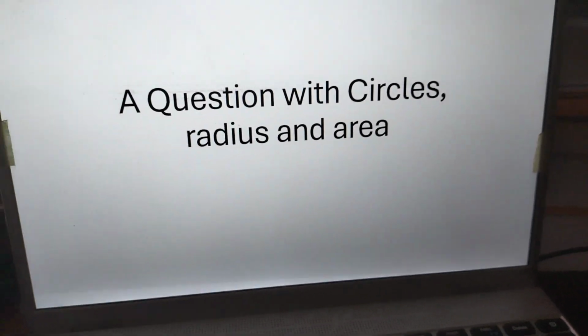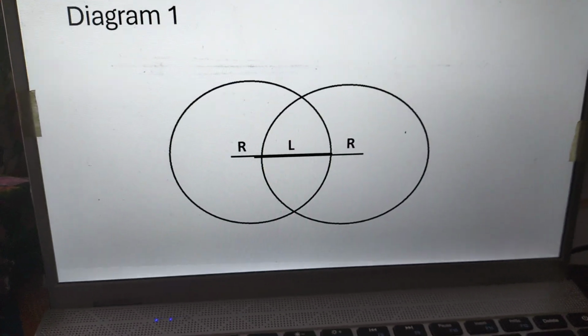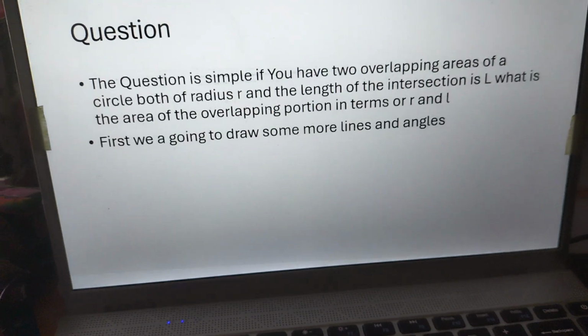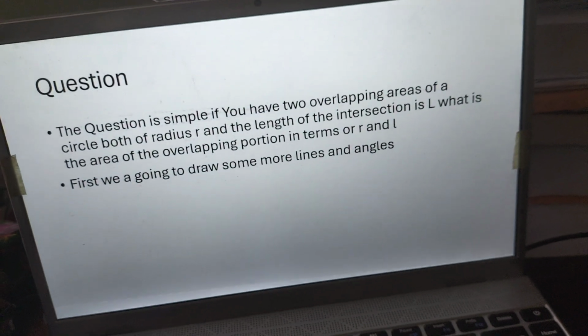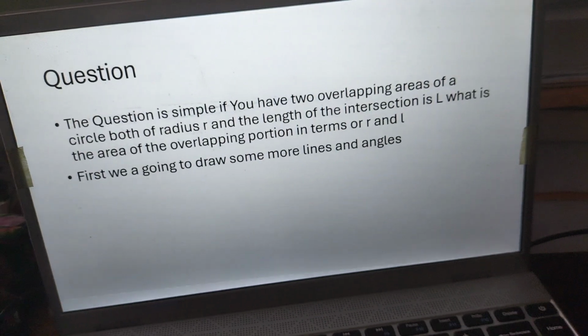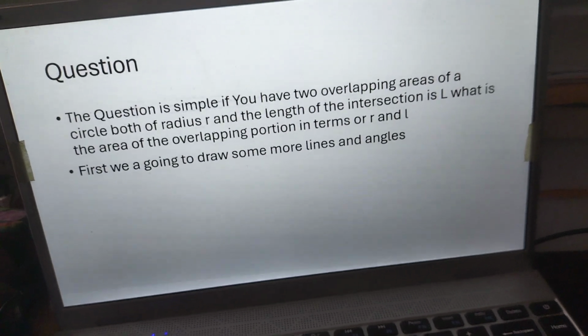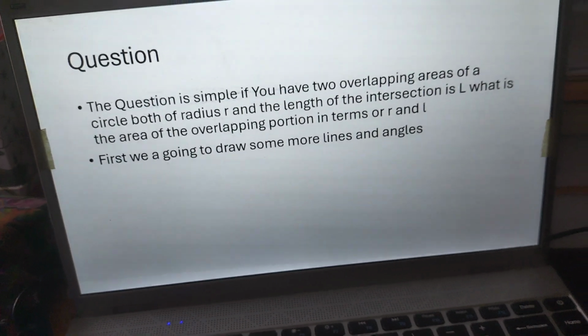Questions with circles, radius, and area. Here's the diagram we're going to be using. Basically, the question is simple. If you have two overlapping areas of a circle with both the radius r and the intersection L, what is the overlapping portion in terms of r and L?